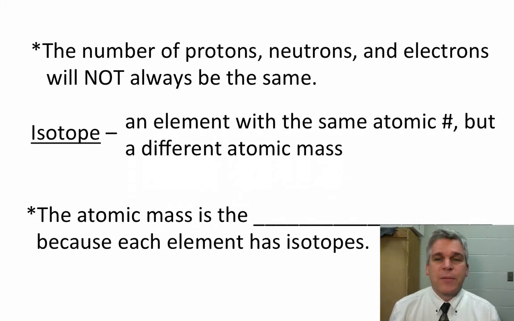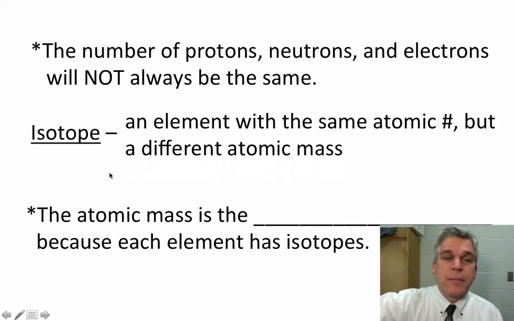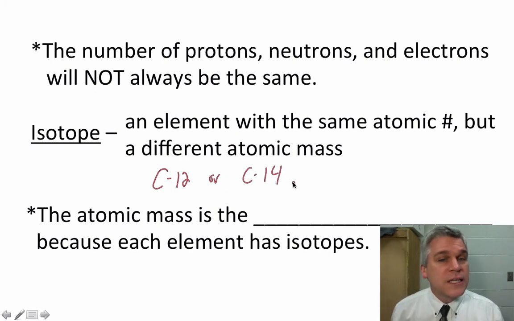So an isotope is an element with the same atomic number, but a different atomic mass. So an example of this might be carbon. Some types of carbon have an atomic mass of 12, which means that they have 6 protons and 6 neutrons. But some types have an atomic mass of 14, which means that they always will have 6 protons, but they have 8 neutrons. And so that changes the mass. Both of these are carbon, whether it's carbon 12 or carbon 14, but they're isotopes of one another.